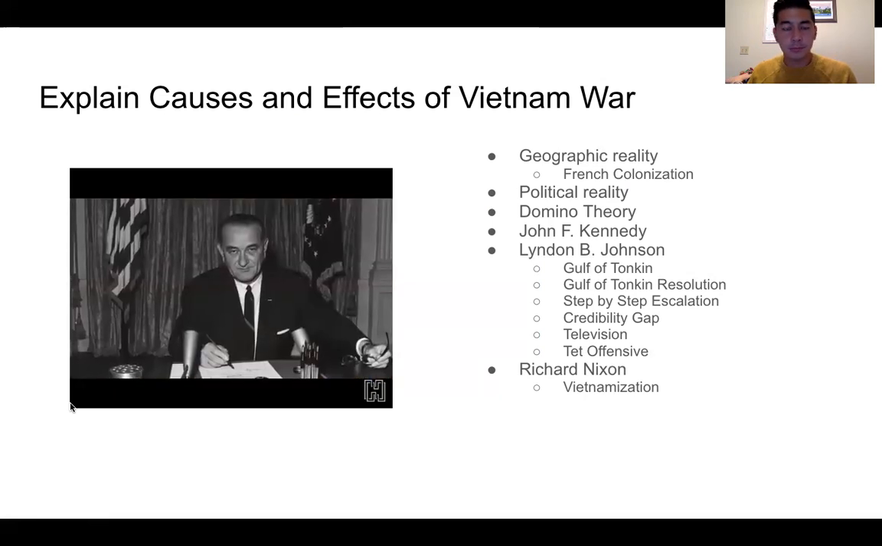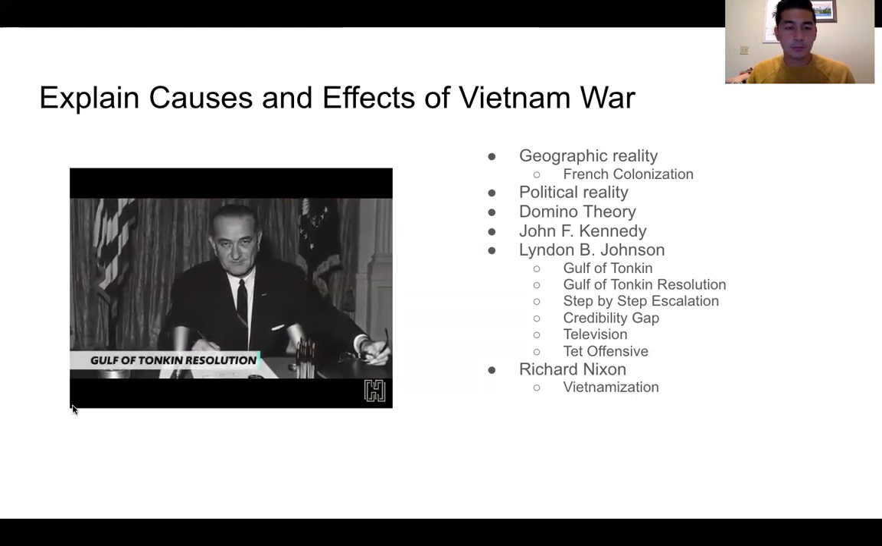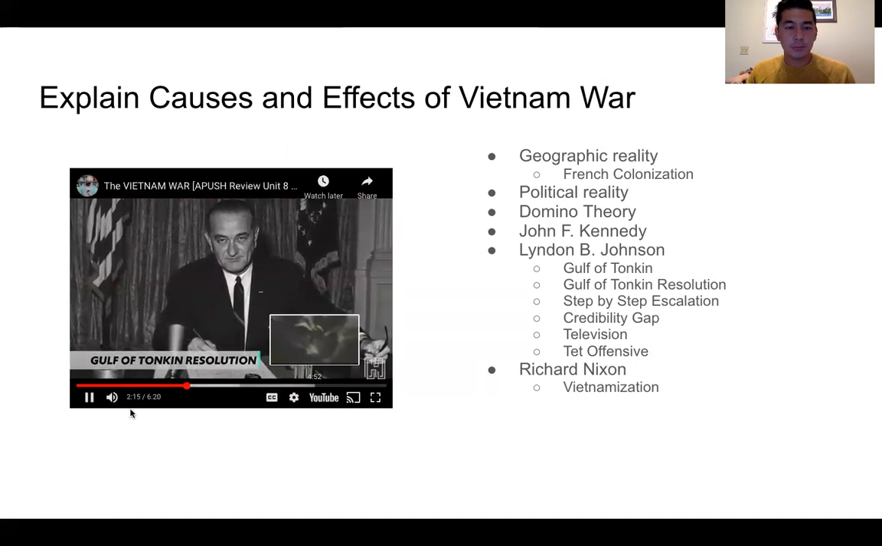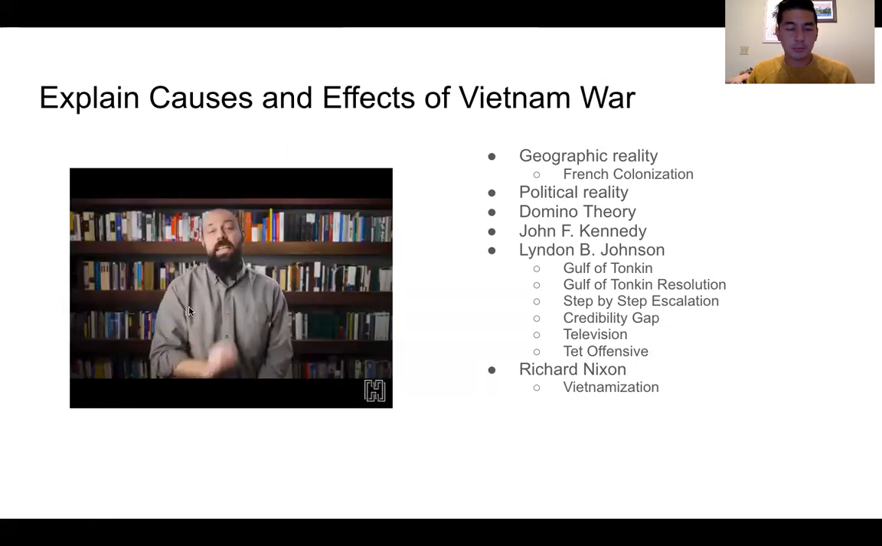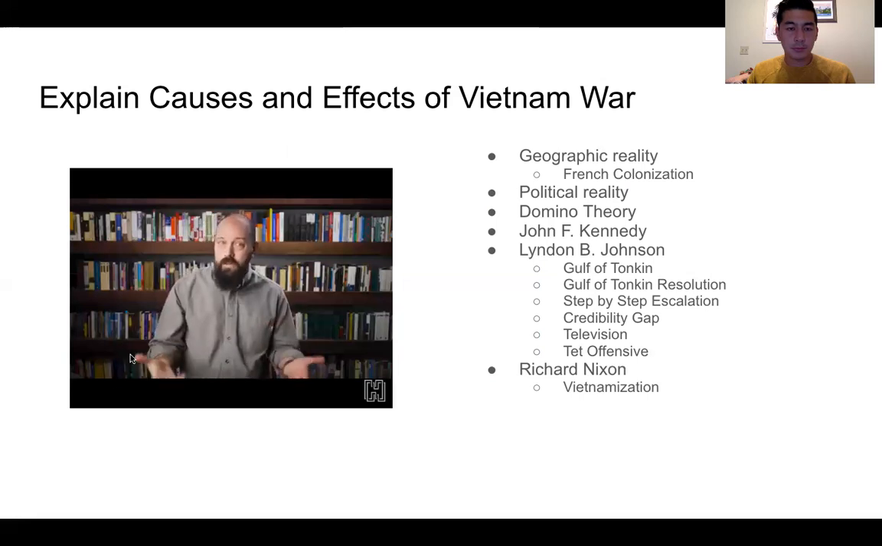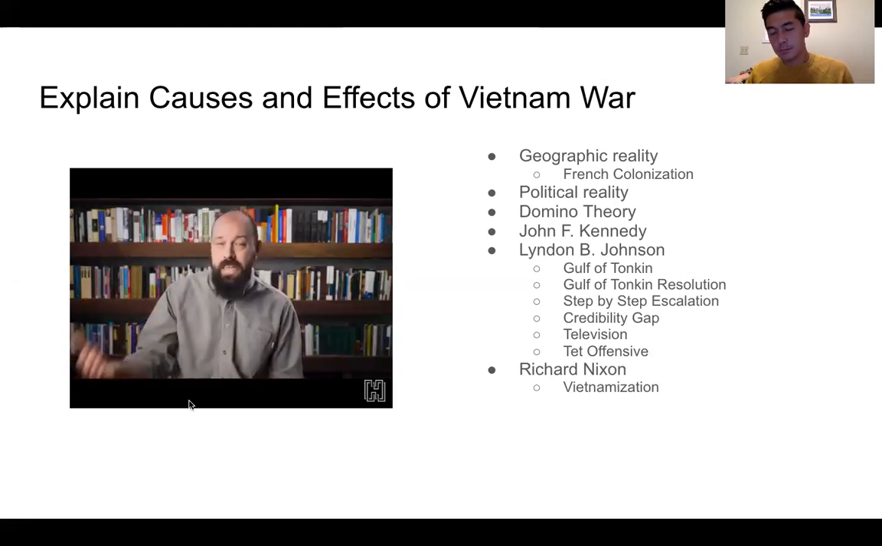And to that end, Johnson asked Congress to pass the Gulf of Tonkin Resolution, which essentially gave the president a blank check to exercise whatever powers were necessary to protect American interests in the region. Now, to be clear, this was not a declaration of war because only Congress can declare war. This was just authority given to the commander-in-chief of the military to do what needed to be done to defend American interests in the region.